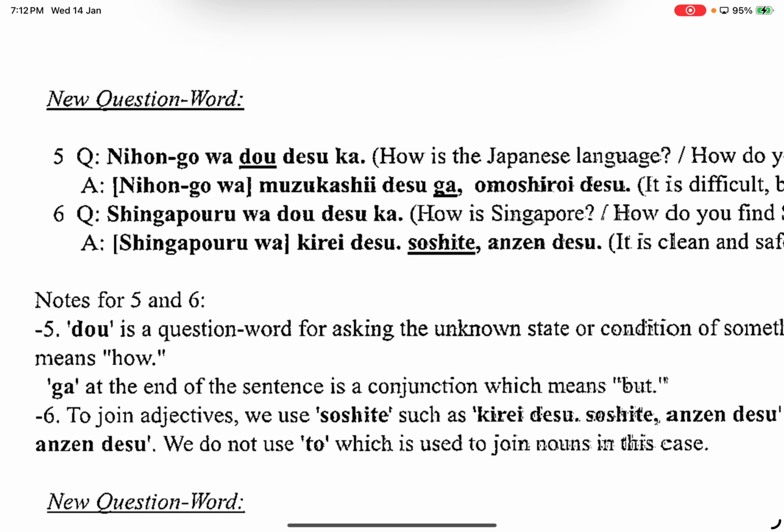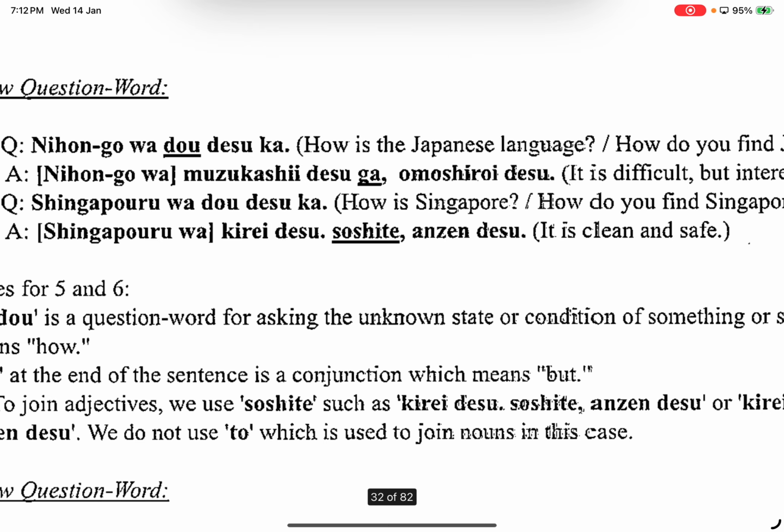So, 難しいですが面白いです. On one hand, it is 難しい, it is difficult. On the other hand, it is 面白い, it is interesting. So, I'm not saying there's a contrast here. I'm just saying that on one hand, my opinion is this. On the other hand, my opinion is that. So ga is not a but.